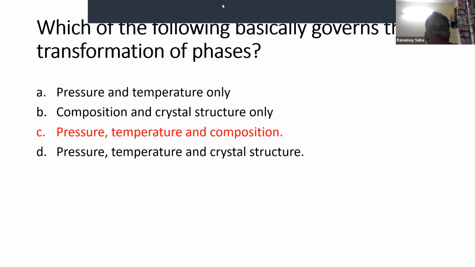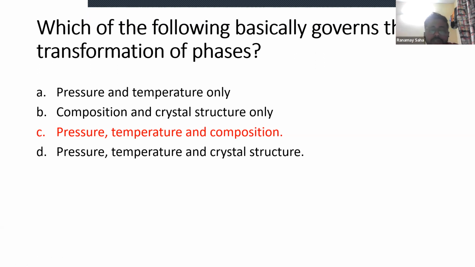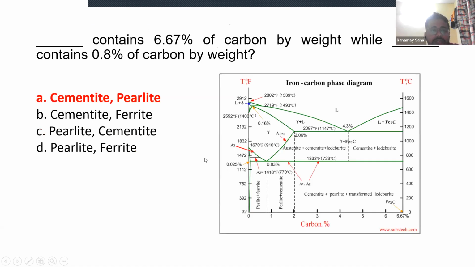So next we have: which of the following basically governs the transformation of phases. Of course there are pressure, temperature, and composition. You can take one constant and find out the relation between the other two, or you can take all three together and form a 3D graph, as in TTT curves, you know.